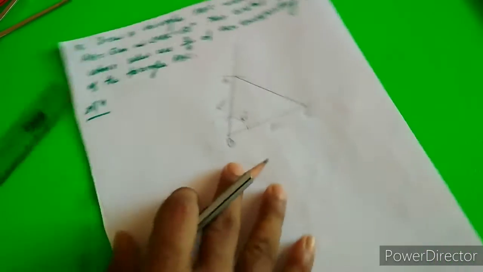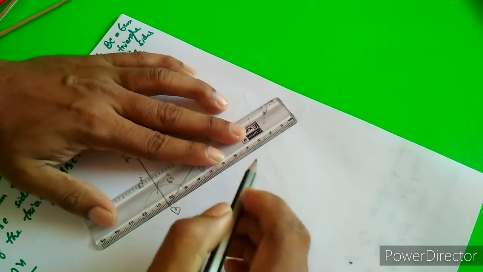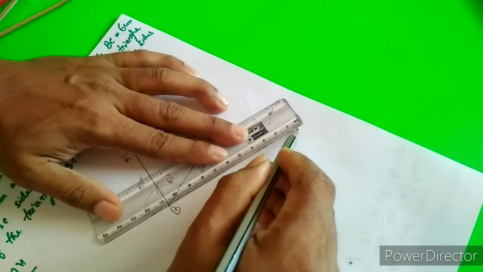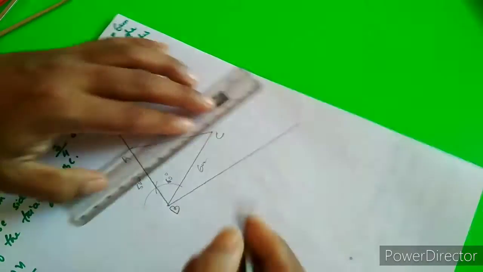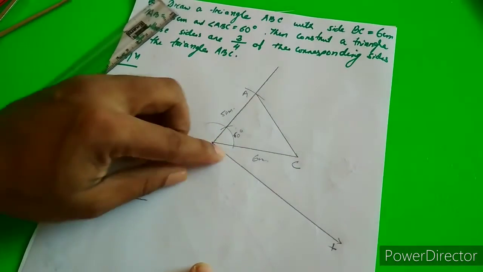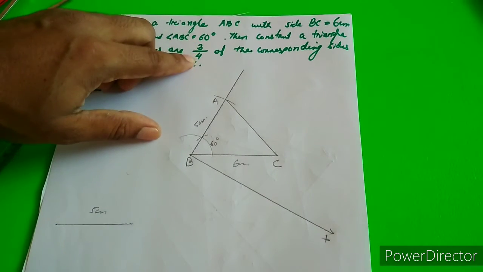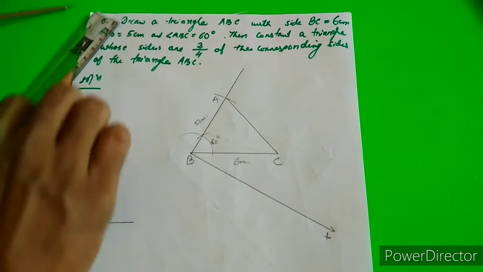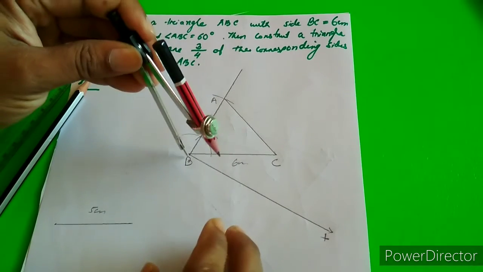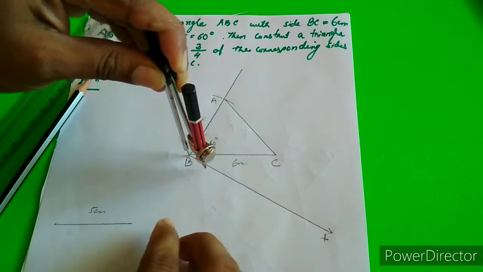From B, we will draw one equidangle. It is without using any protractor or something. We'll draw BX. This is BX. Now, we will draw a smaller arc. 3 by 4, so we will divide BX into 4 equal parts.